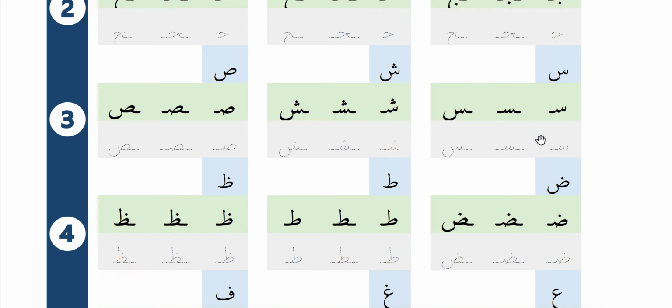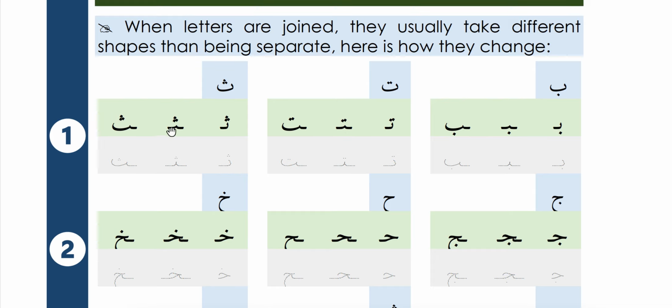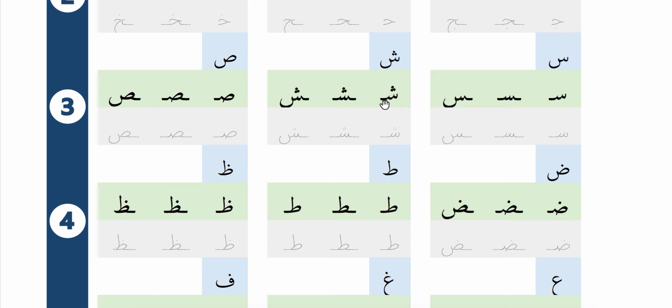So here we have seen. You can simply recognize it by its three plain teeth. Seen, seen, seen. Sheen, the three teeth with three dots on top. Sheen, sheen, sheen. Many people mix this sheen with tha. Look, this is tha: one tooth, three dots. Sheen: three teeth, three dots.